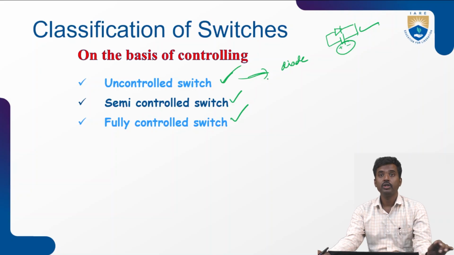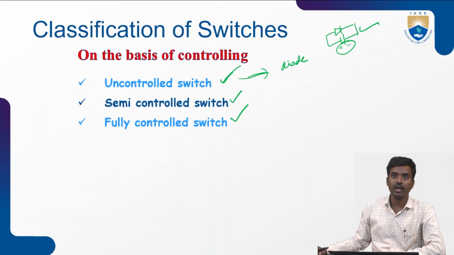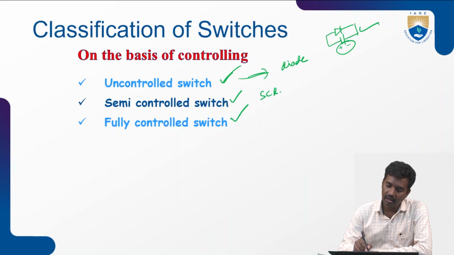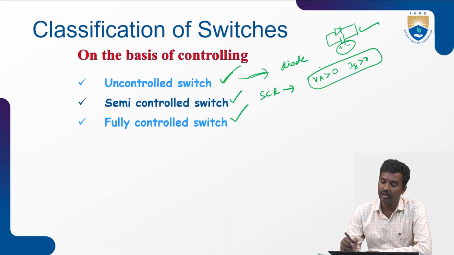What about the semi-controlled switch? Here either turn on or turn off is in our hand. If turn on is in our hand, turn off is not, and if turn off is in our hand, turn on is not. The best example is an SCR, which means thyristor. Turn on we can give: anode voltage is greater than 0, and if you give gate current, then it will turn on. If you then make the gate current 0 or give negative gate current, it will continue to conduct.